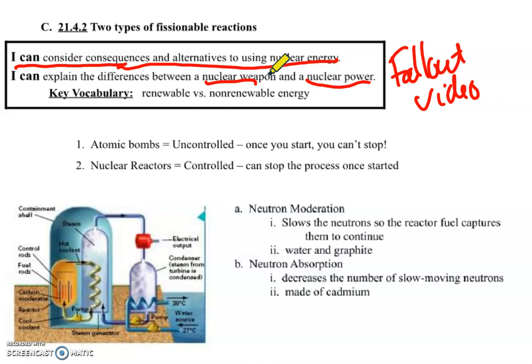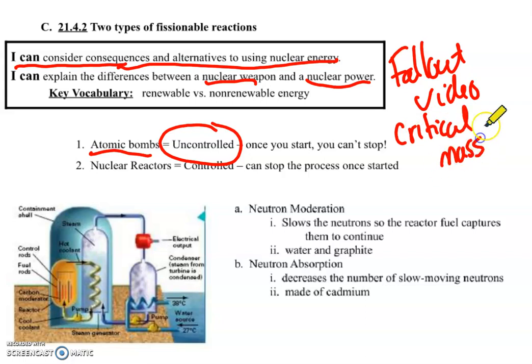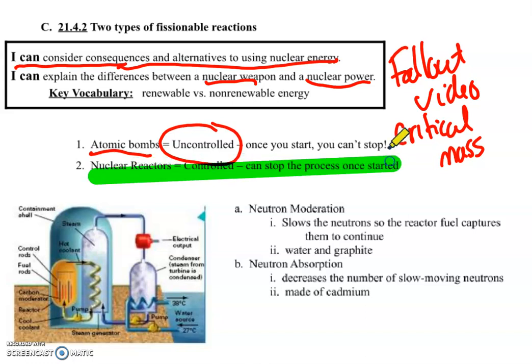Okay, so atomic bombs. Uncontrolled. Once you start, you can't stop. If you watch popular TV, they'll talk about critical mass. So once you have critical mass, the chain reaction is going to keep going, keep feeding, and cause a really big release of energy. However, in nuclear reactors, we don't want to have uncontrolled. We have a very controlled reaction. The process can stop and can be slowed down and modulated once it started.